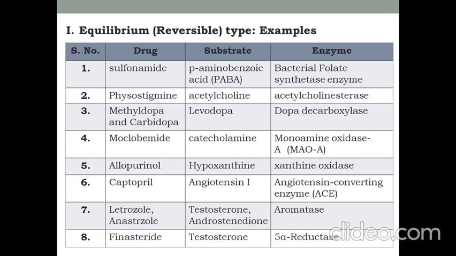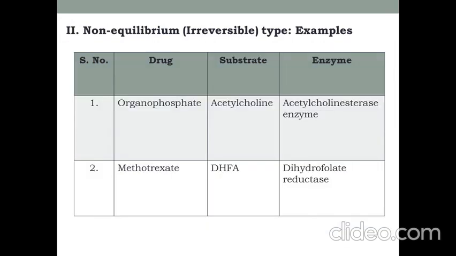Next one is the letrozole and anastrozole. Letrozole and anastrozole are drugs which bind to the aromatase enzyme and inhibit the aromatase enzyme, and they have a similar type of structure as testosterone and androstenedione. Next one is the finasteride. Finasteride has a similar structure as testosterone and it binds to the enzyme 5-alpha reductase, and it is known as a 5-alpha reductase inhibitor drug.